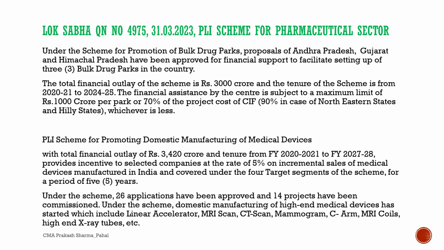PLI scheme for promoting domestic manufacturing of medical devices, with total financial outlay of rupees 3,420 crore and tenure from FY 2021 to FY 27-28, provides incentives to selected companies at the rate of 5% on incremental sales of medical devices manufactured in India and covered under the 4 target segments of the scheme for a period of 5 years. Under the scheme, 26 applications have been approved and 14 projects have been commissioned. Domestic manufacturing of high-end medical devices has started, which include linear accelerator, MRI scan, CT scan, mammogram, C-arm, MRI coils, and high-end X-ray tubes.